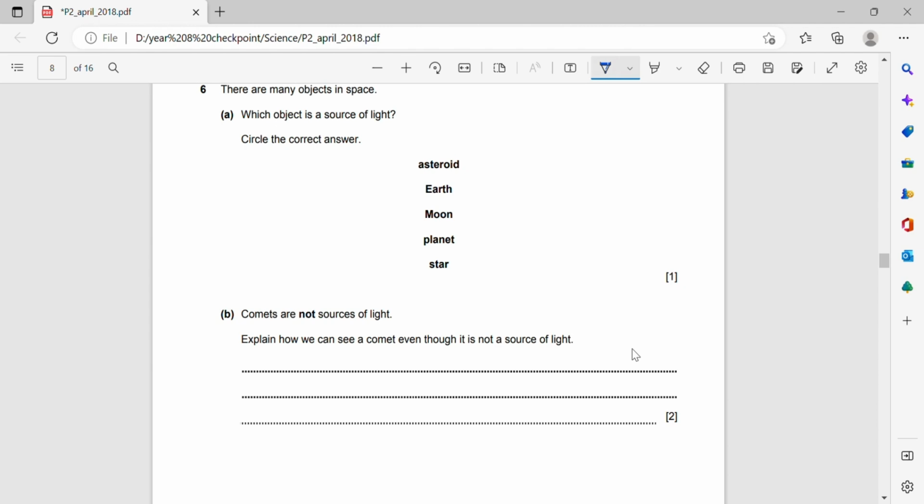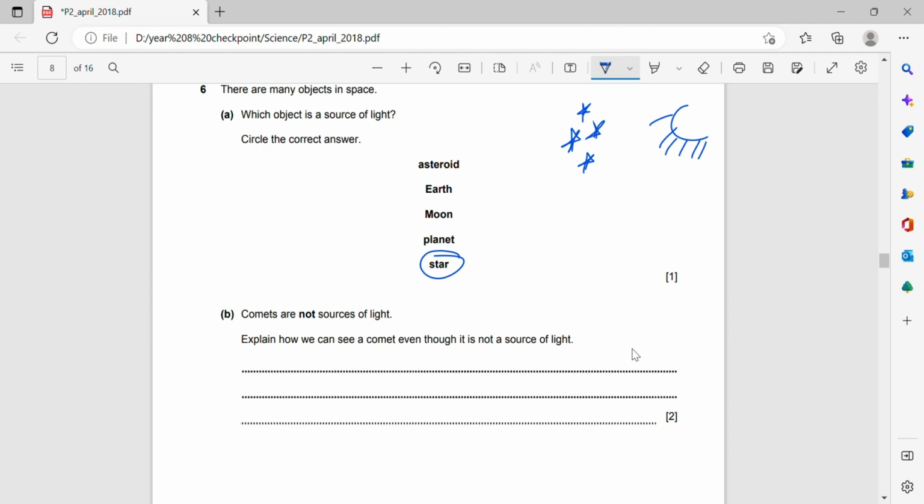Question number 6. There are many objects in space. Which object is a source of light? Circle the correct answer. Which one here is a source of light? Asteroid, Earth, Moon, planet, or the star? The star is the source of light. We said before we have the sun as the source of light together with the stars in space. Comets are not sources of light.